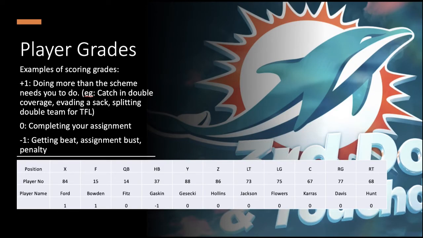So for a number of years now, as a coach, I've been grading players that I've coached and want to see how it works. So on this play, both Bowden and Ford have scored positive grades because they've run the route and actually got open through the route running. Gesicki scores as a minus grade because he ran his route and didn't manage to get open. Everyone else scores 0 because they did their job.